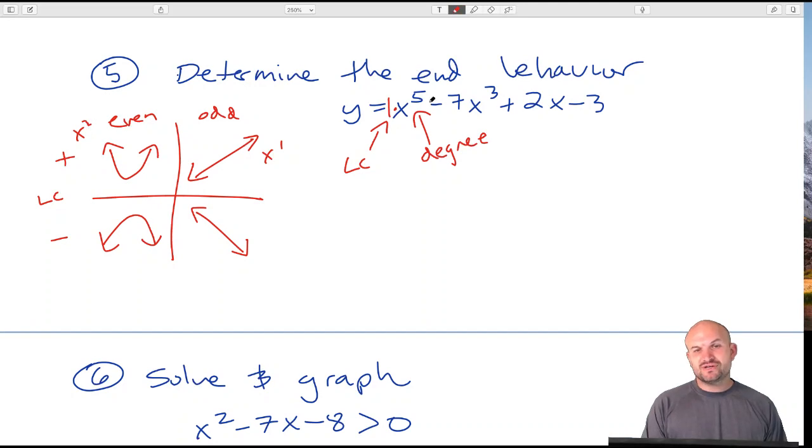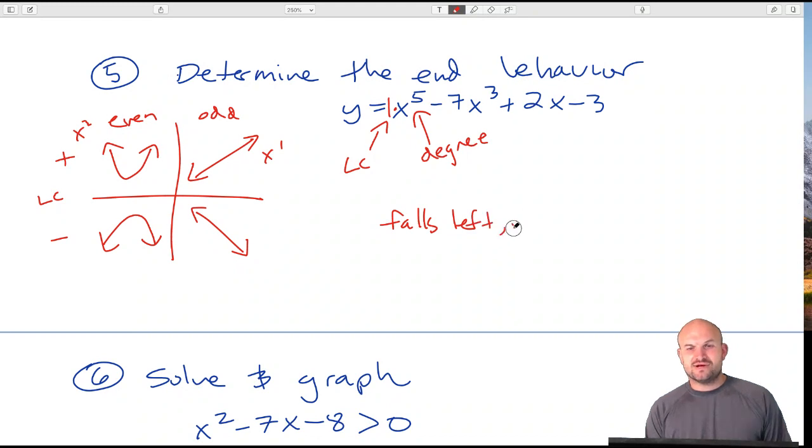Well, here we can see the degree is odd and the leading coefficient is positive. I don't know how you want me to write the end behavior, so I'm just going to do a basic one. Just say falls left, rises right. We do this more formally in pre-calc, because we get a little more into the formal math. So: falls left and rises right.